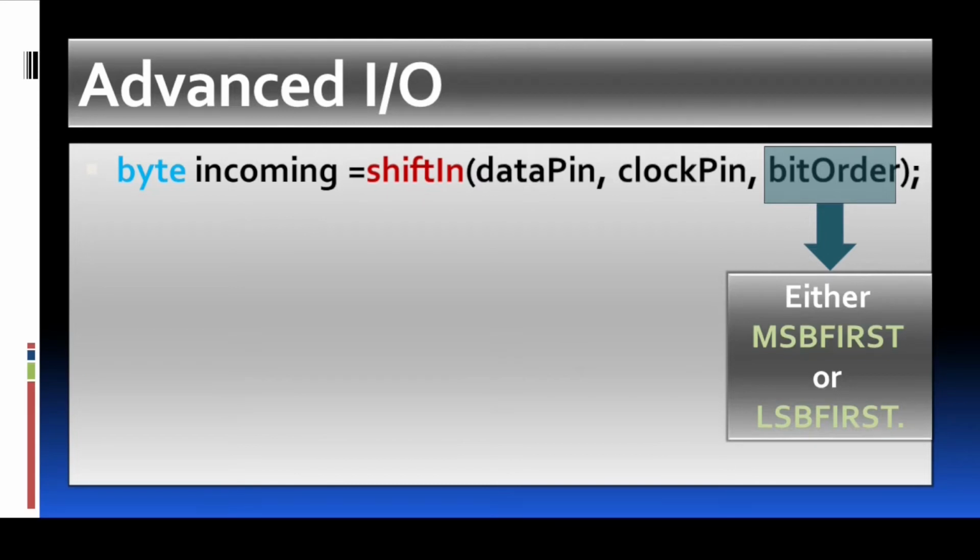If you are interfacing with a device which uses the clock rising edge, you will need to make sure that the clock pin is low before the first call to shiftIn. You can also use SPI, but that works on some specified pins, and SPI is faster than this function.